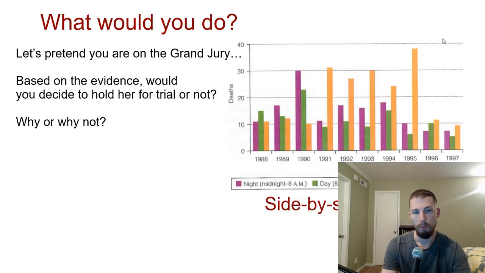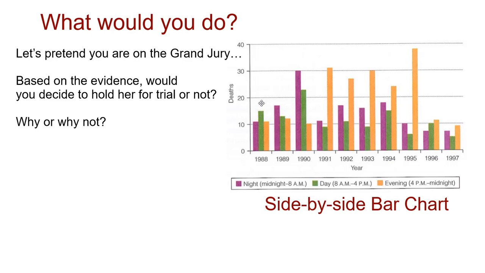Okay, so what would you do? Let's pretend you're on the grand jury. Based on the evidence, would you decide to hold her for trial or not? The first thing we want to do is look at the data. So these are the cardiac arrests, or the heart issues, that were occurring throughout the years. Okay, so just looking at this data, we look at our colors.